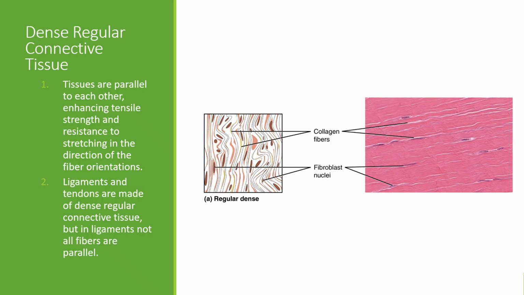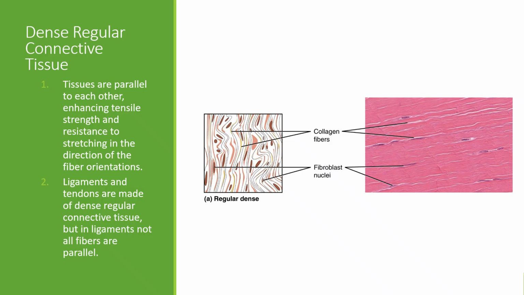So dense regular, if you take a look at the micrograph on the far right-hand side, you see lots and lots and lots of pink squiggly lines going across. All of those are collagen fibers. And what you see squeezed in between are the fibroblast nuclei, the little purple there. That's the little nuclei for the fibroblasts that are there. But you see how organized they are, right? And they're really densely packed.